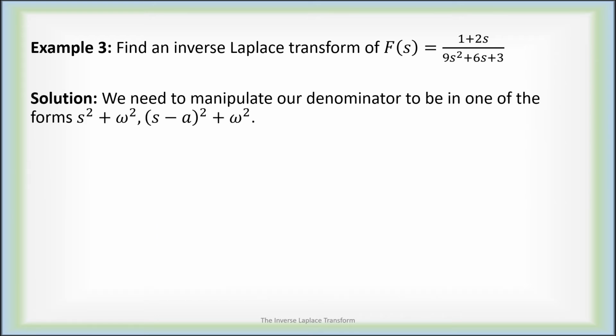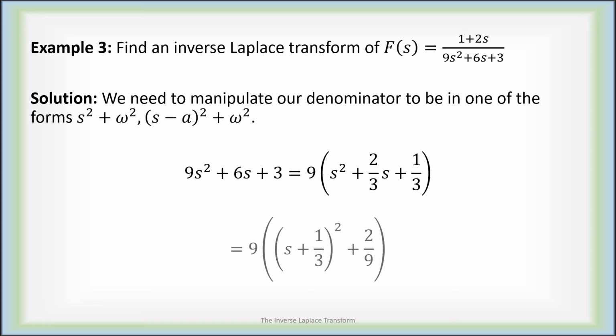Now what we need to do is manipulate our denominator to either be in the form s squared plus omega squared or s minus a squared plus omega squared. Those were the denominators we found in our table of Laplace transforms. So first let's factor out the 9. 9s squared plus 6s plus 3. If I factor out the 9, it leaves behind s squared plus 2/3 s plus 1/3. Completing the square in there gives me s plus 1/3 squared plus 2/9.